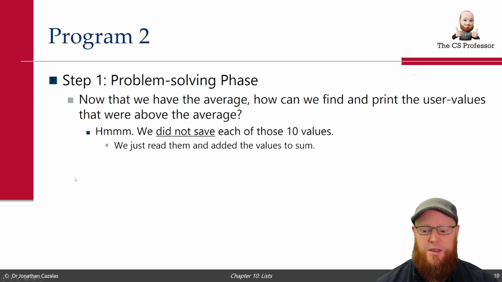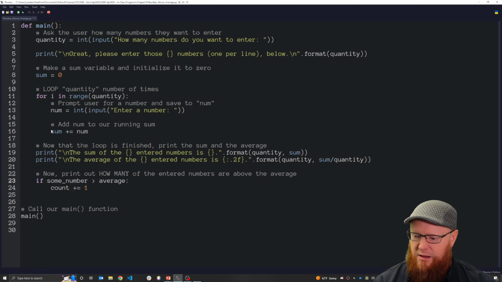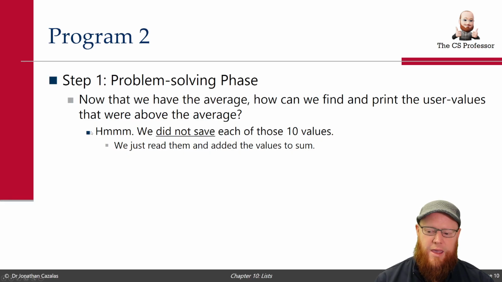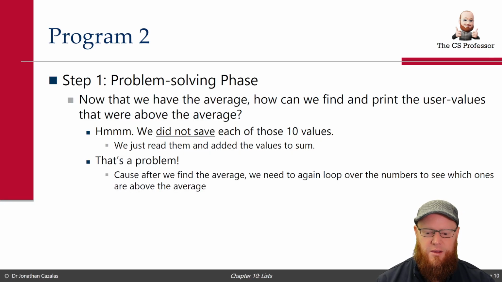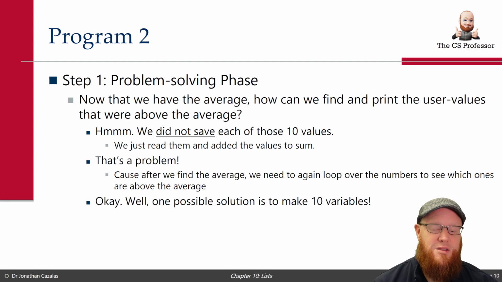All we did is we scanned them, we added them to our sum right here on this line of code, and we didn't save them. Because if we want to compute how many of those numbers, or count how many of those numbers are above the average, we need to revisit those numbers. We need to somehow have saved those numbers.